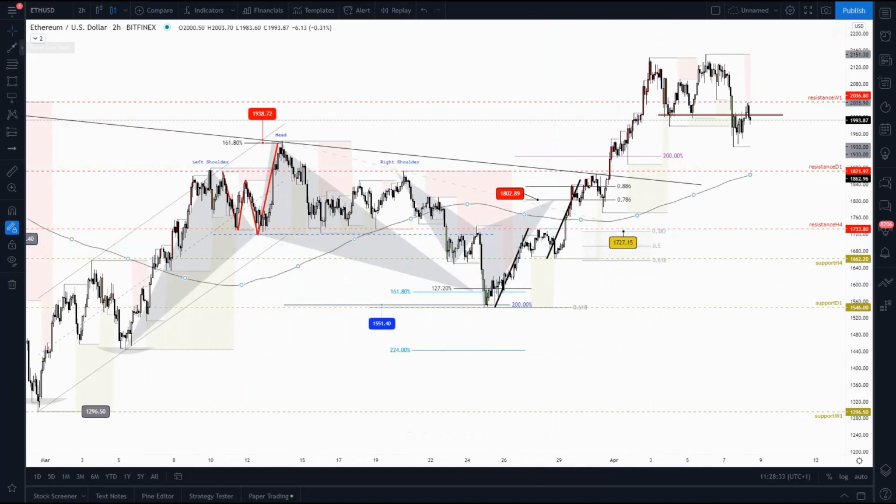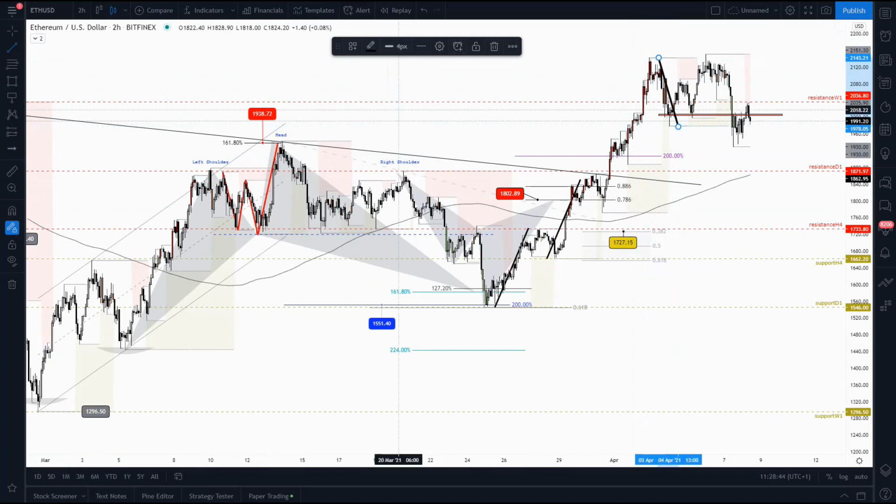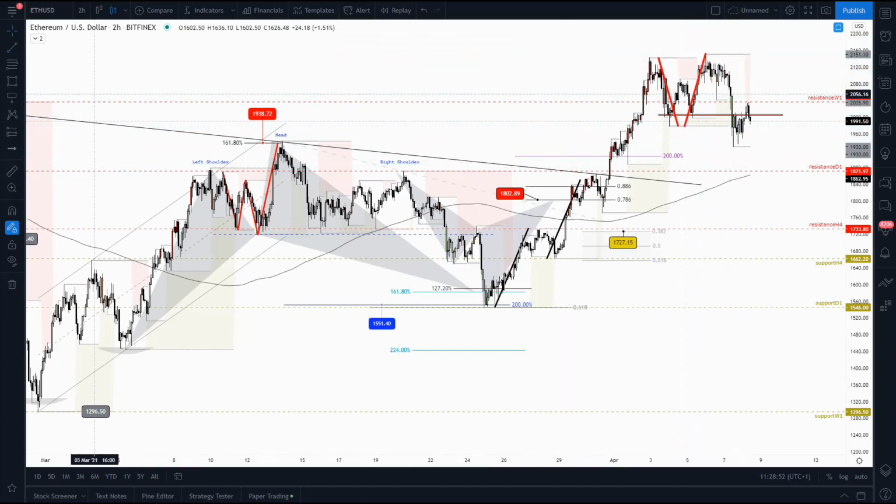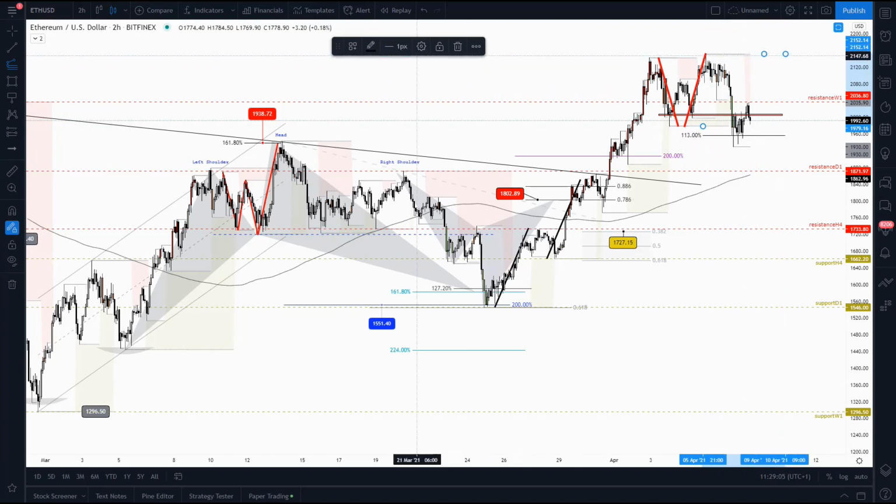So what I want to show you here is an extension of the very last swing high. So we have this pullback followed by new highs above. I want to search for a specific Fibonacci level or a specific range between extensions. So I want to search for an extension of the last swing high, and I want to search for the 161.8 to 224 Fibonacci extension.